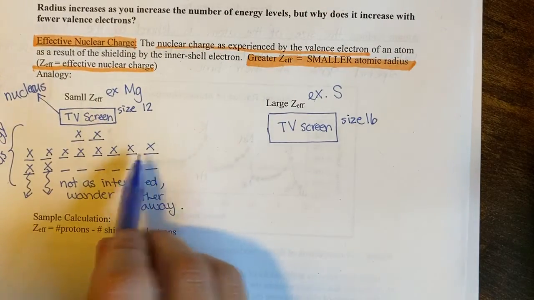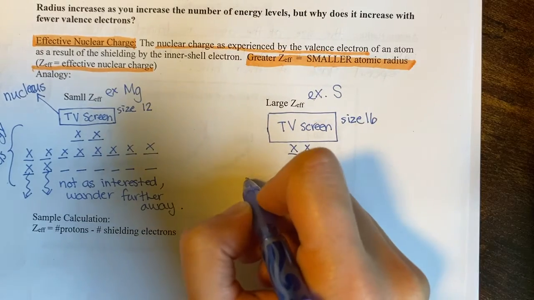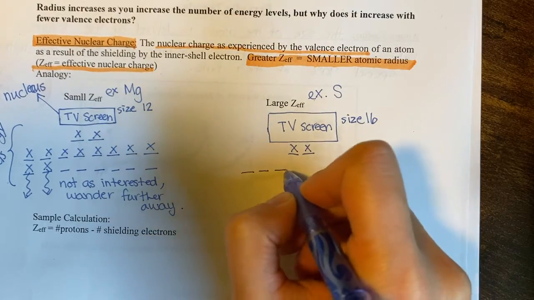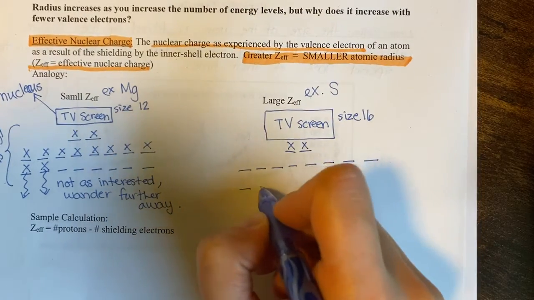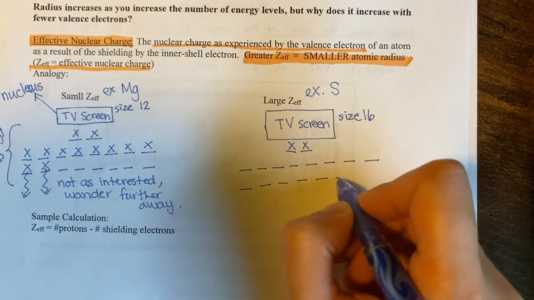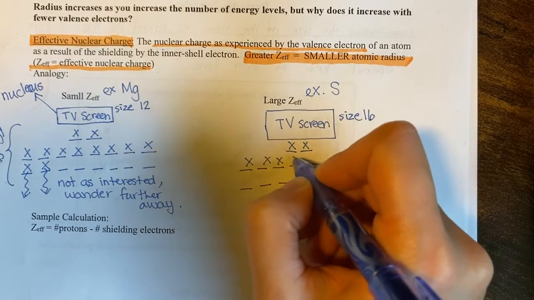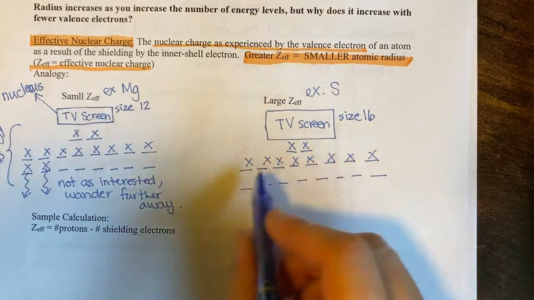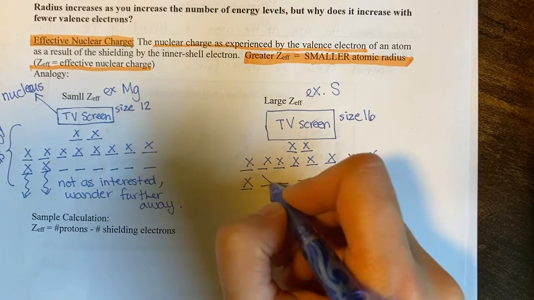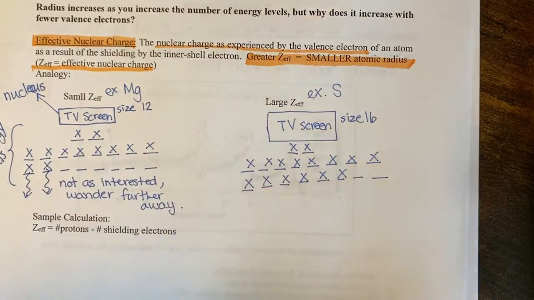It has the same number of energy levels. So we can put 2 electrons in the first row. We can put 8 in the second row, and we can fit 8 again in the third row. So sulfur's going to have 16 electrons. So there's 6 valence electrons.